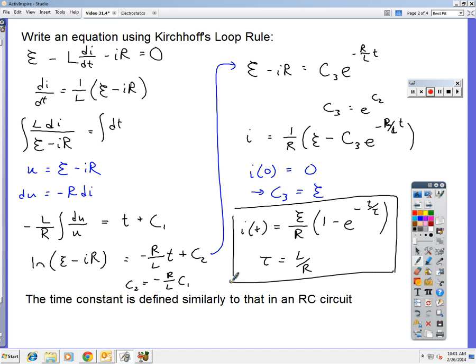And the time constant is defined in a similar way to the RC circuit, which is the amount of time that it takes for the current to reach 63% of its final value.